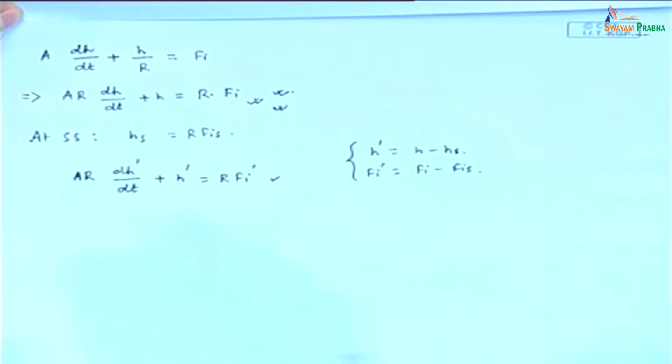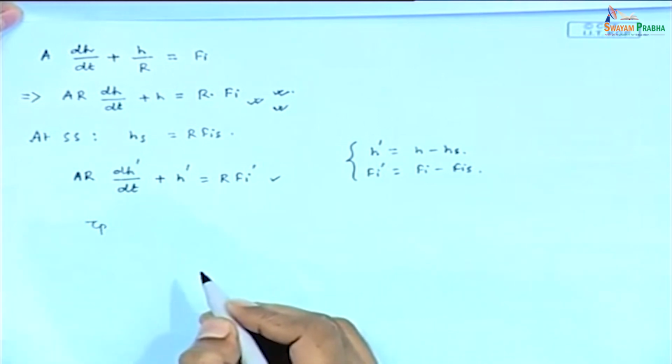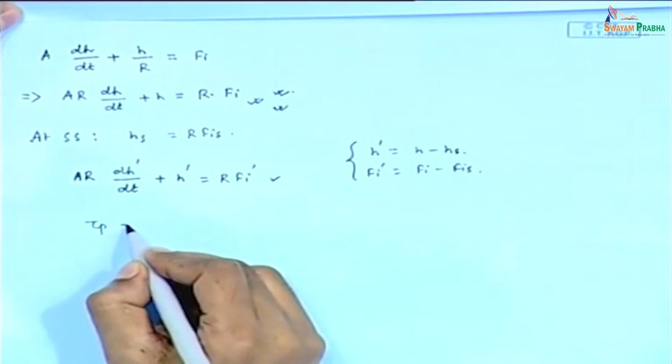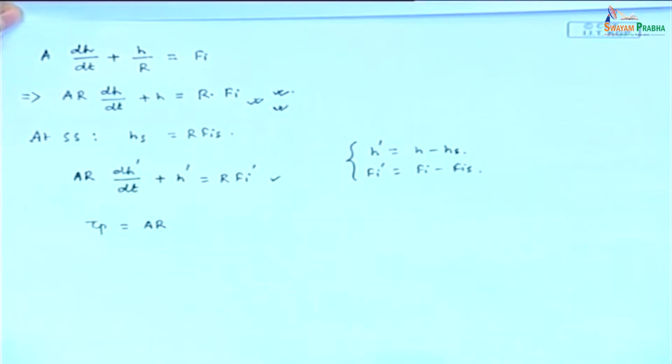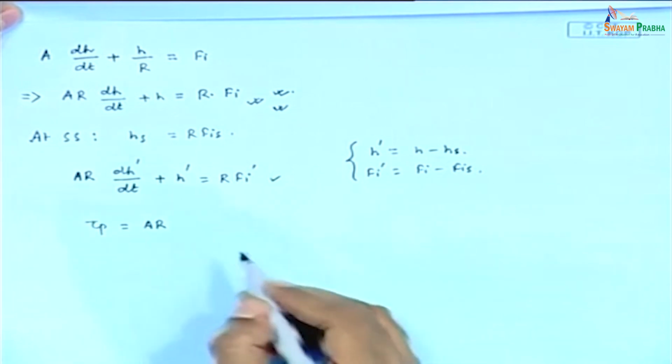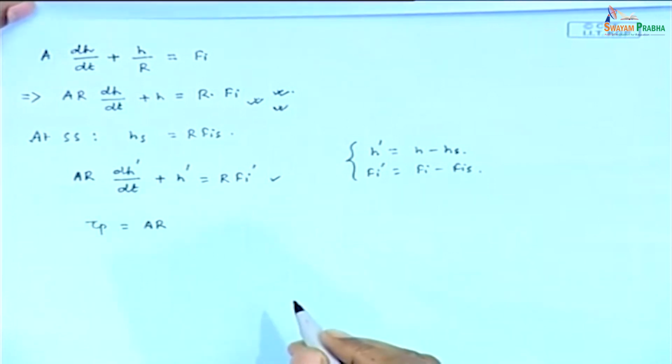Now, we can replace AR by the time constant. Time constant we have represented by tau p, and here tau p equal to AR. So, what is the unit of this tau p? Can you find the unit of this tau p? Unit of this tau p is time.